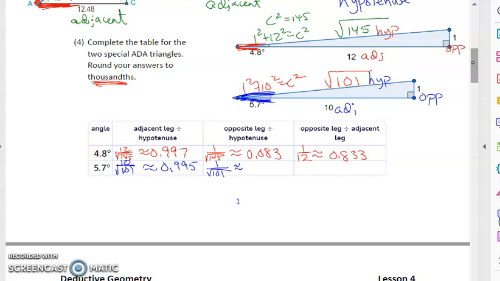And that's going to be approximately 0.100. And the last one is 1 divided by 10, which comes out to be exactly 0.1 or 1/10. Again, you want to write that in thousandths, so you can simply put 2 zeros after the 1 to turn the number into thousandths.